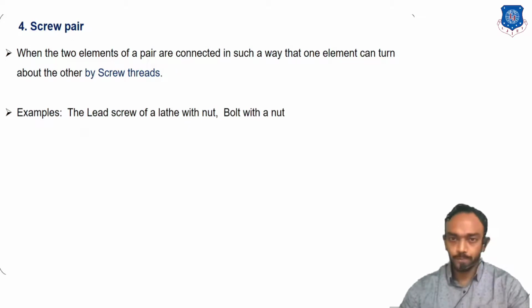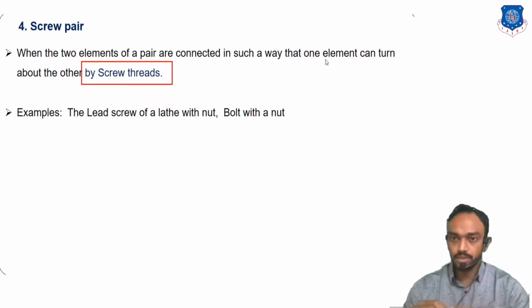It is a screw pair. Two elements of a pair are connected in such a way that one element can turn with respect to the other by the screw thread. Means there is a necessary element, the screw thread, there. It is a turning, but in a screw where there is a thread, it can turn, and there is a rotary motion plus there is a linear motion also.